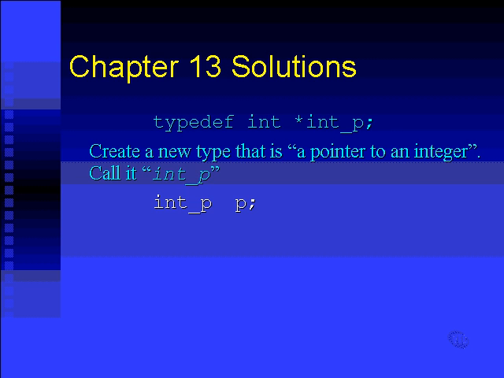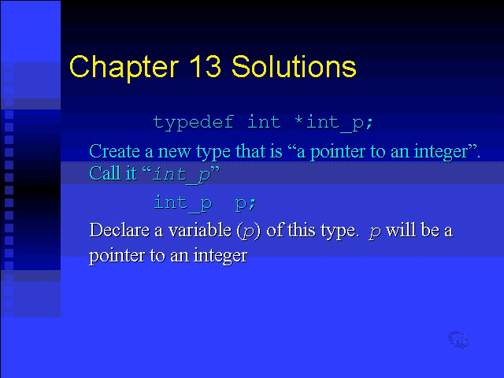Next line, int underscore p, p. Declare a variable called p of this type. P will be a pointer to an integer. Now, notice that p is a pointer, even though in its declaration there is no asterisk. You might think, well, hang on, there's got to be an asterisk in the declaration of a pointer. No, there doesn't, if typedef has been used to declare that type. So if you like, the asterisk is part of the declaration, but it comes from the typedef line. It is a little confusing. Anyway, that's what those two lines of code mean.